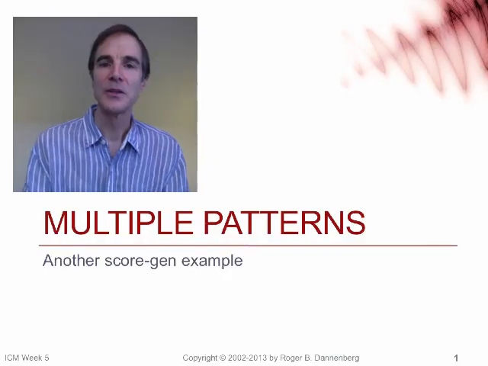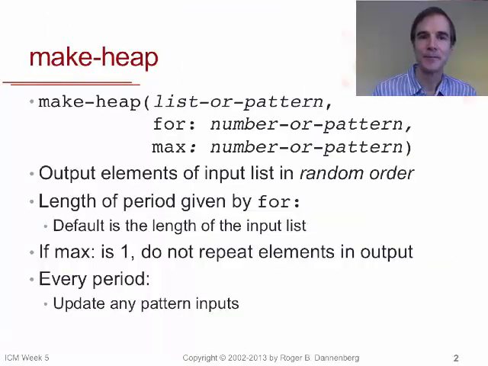Let's look at another ScoreGen example. First, we'll introduce another pattern, make heap. So heap is a pattern that generates values from a list, but rather than going through the list in order, it picks elements of the list in random order without replacement, meaning that we exhaust all of the elements in the list before we start using them again.